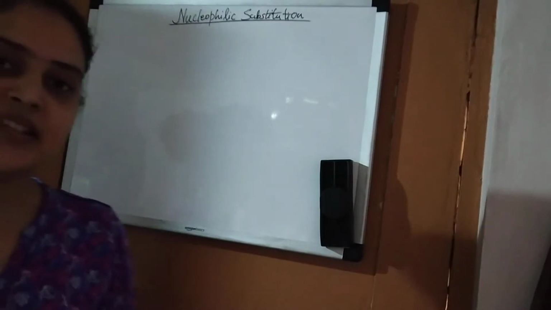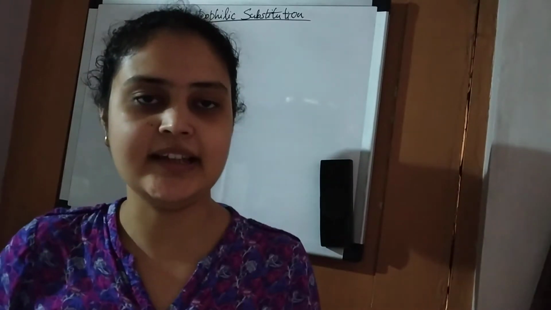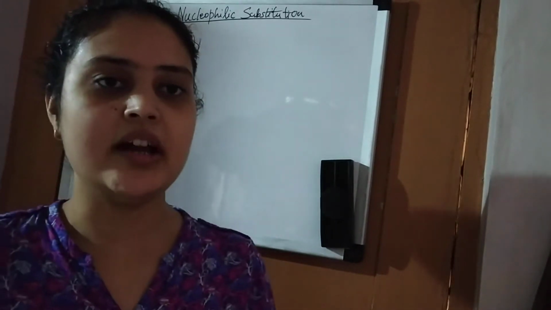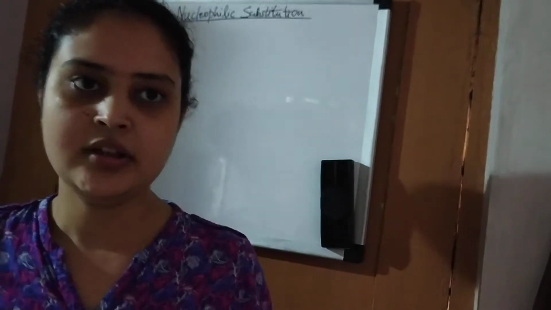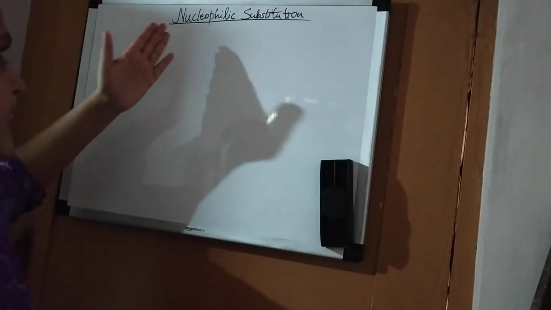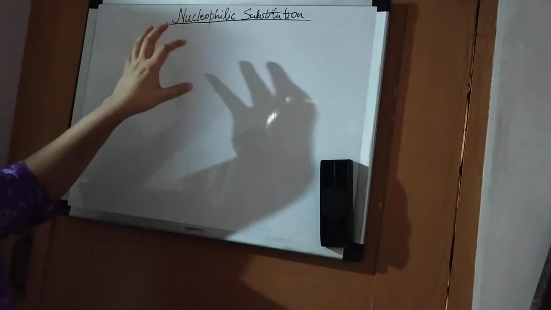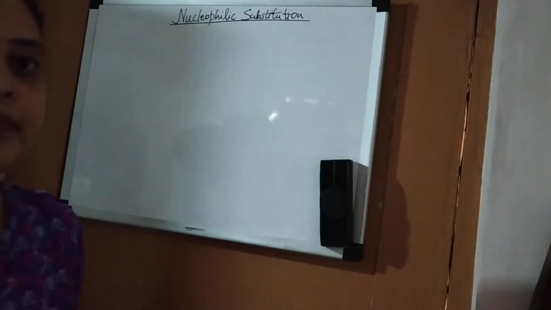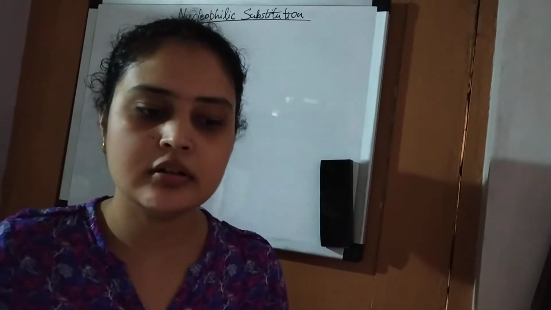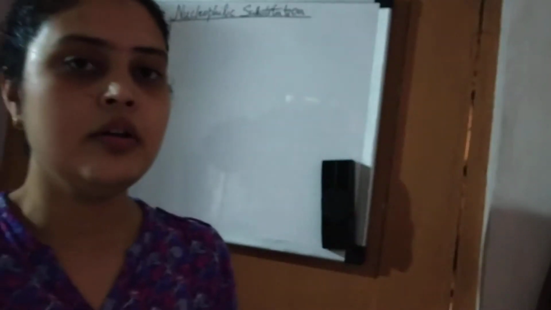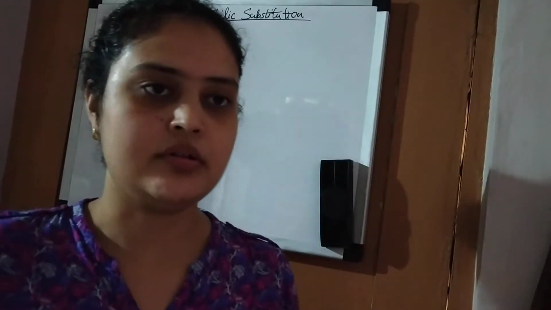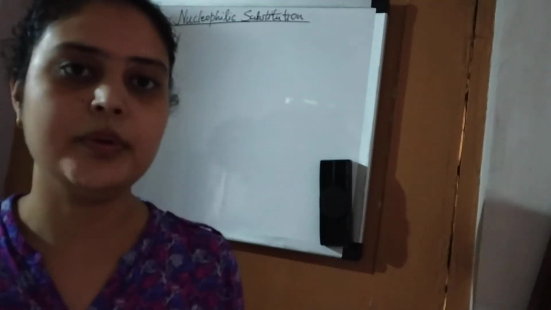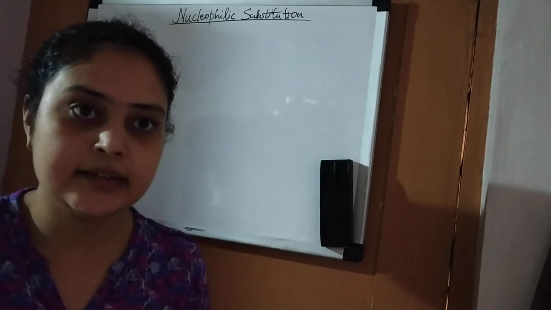Hello friends, today we'll study the reactions of haloalkanes and haloarenes. The first type of reaction is nucleophilic substitution. As the name suggests, nucleophilic substitution is the substitution of a ligand with a nucleophile. Nucleophiles are those atoms, groups or molecules which have an excess of electrons, a negative charge, or a lone pair of electrons. Nucleophilic substitutions in haloalkanes and haloarenes can take place in two types.